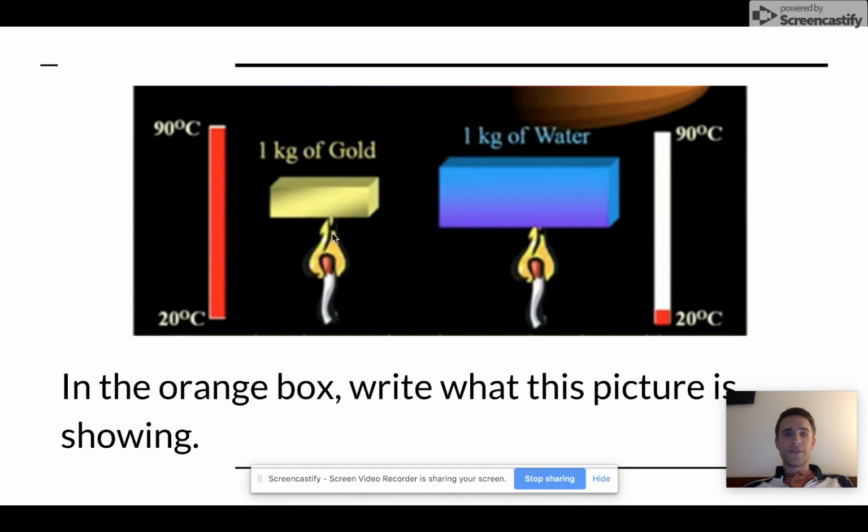It's showing the same flame, same match, under both the gold bar and the block of water. However, the same flame under the block of gold causes the gold to heat up 10 degrees Celsius, to a temperature of around 90 degrees Celsius, where the same match under a container of water causes it to heat up to just over 20 degrees Celsius. So clearly, just because the same heat is being applied to two different materials does not mean they're heating up by the same amount.